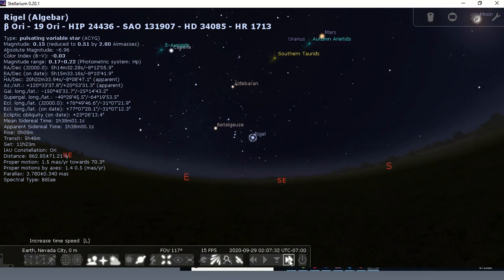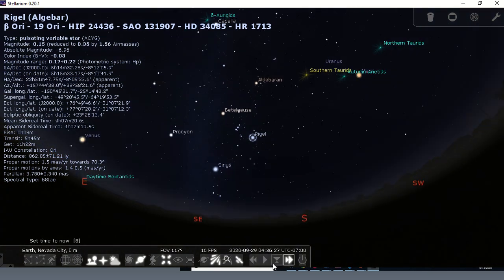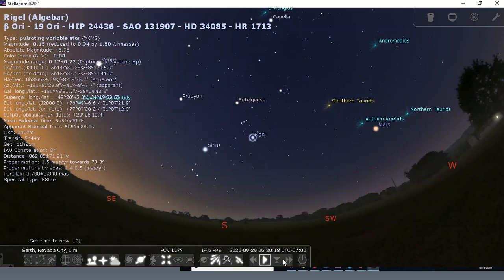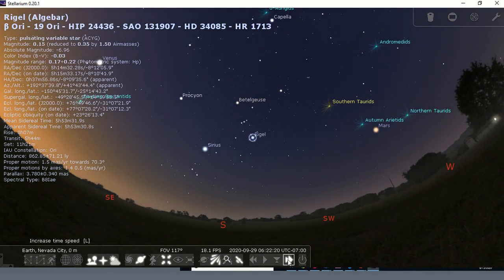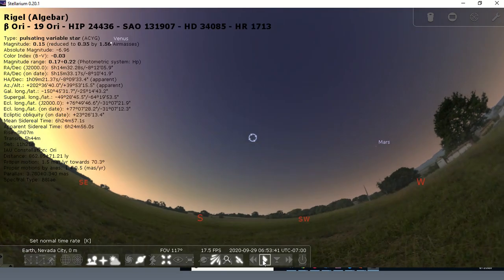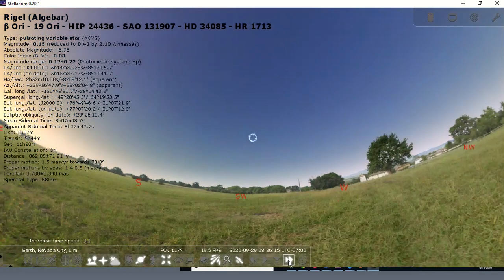But then by, the sun's starting to come up now. See, it just disappeared. So by a little before 7, you can't see Rigel anymore. So that's still in September. We go further.